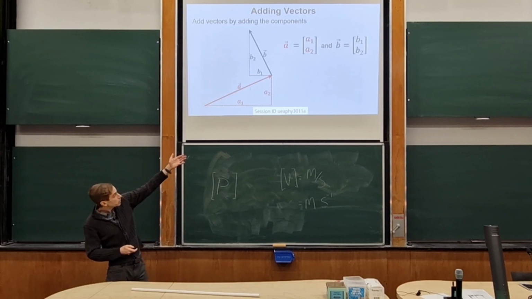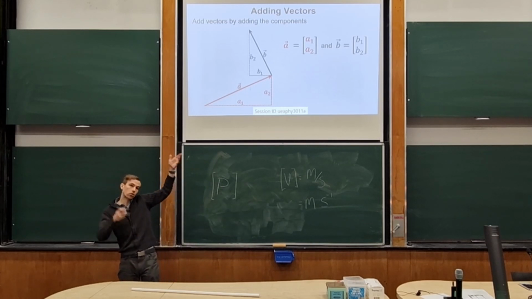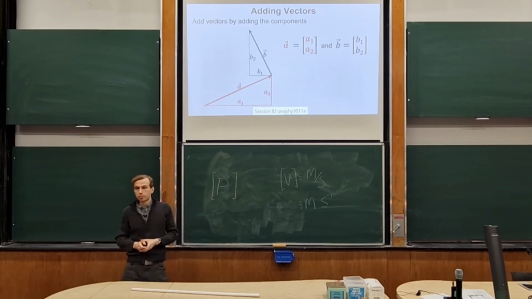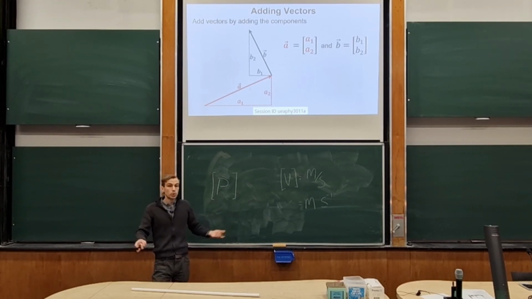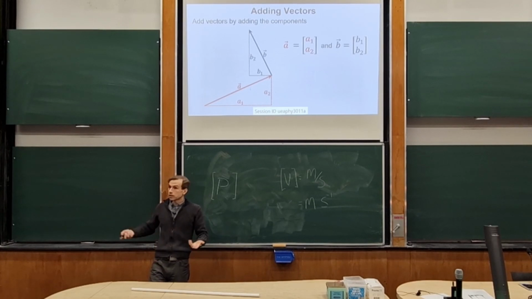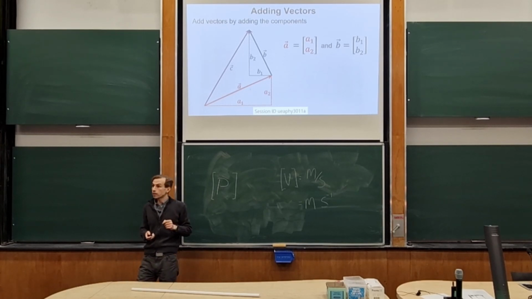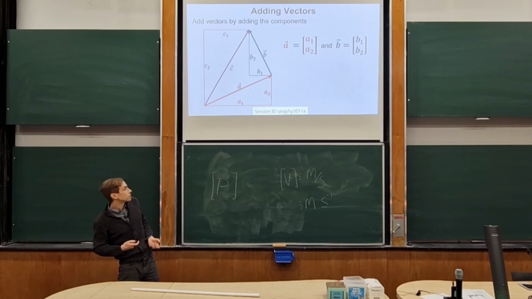We could write these vectors down mathematically with components. So vector A has components A1 and A2. Vector B has components B1 and B2. Maybe we might say when we add them together, that's going to be vector C. So graphically, vector C is going to look something like this, and it's going to have components C1 and C2.